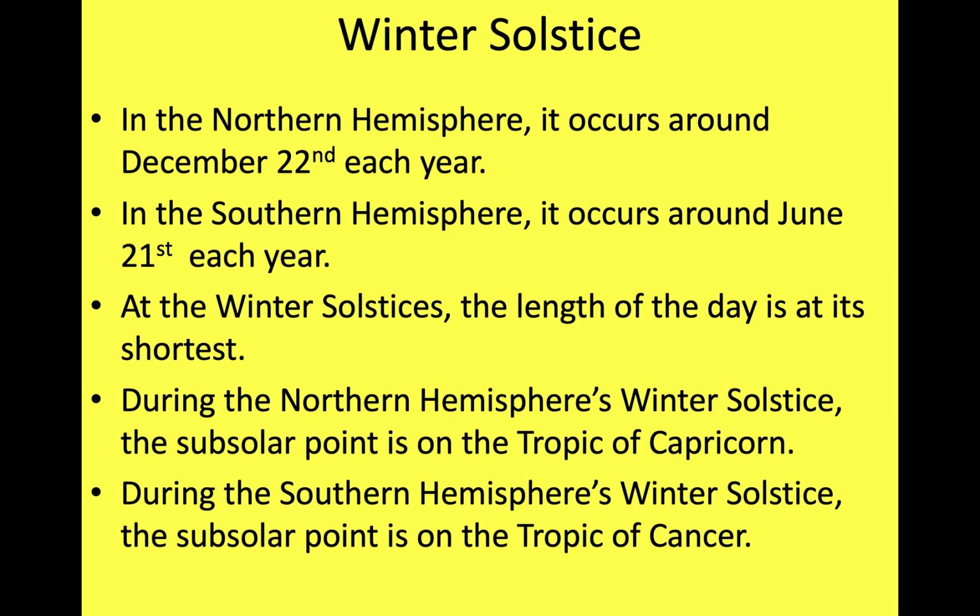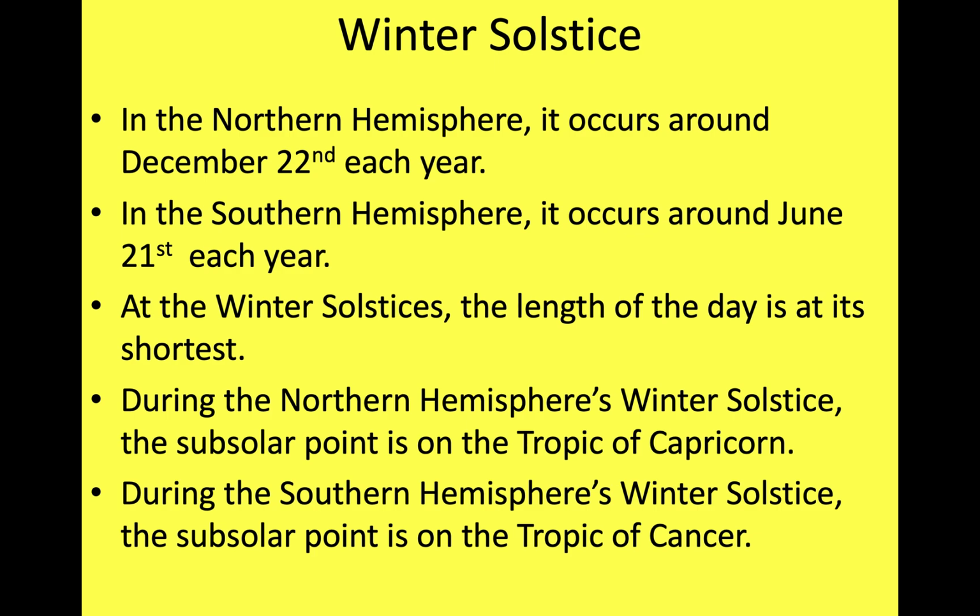During the northern hemisphere's winter solstice, the subsolar point is on the Tropic of Capricorn. That's the tropic down there in the southern hemisphere. So when we're having our winter solstice here in the northern hemisphere, the subsolar point is as far away from us as it's going to get. It's down there on the Tropic of Capricorn in the southern hemisphere.